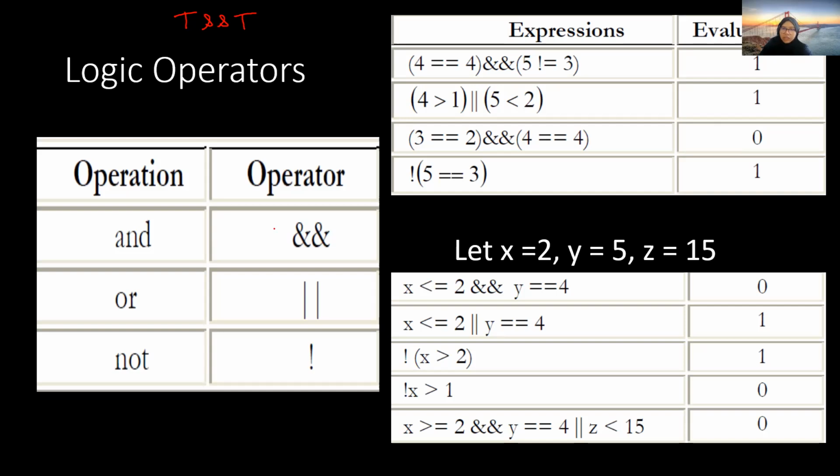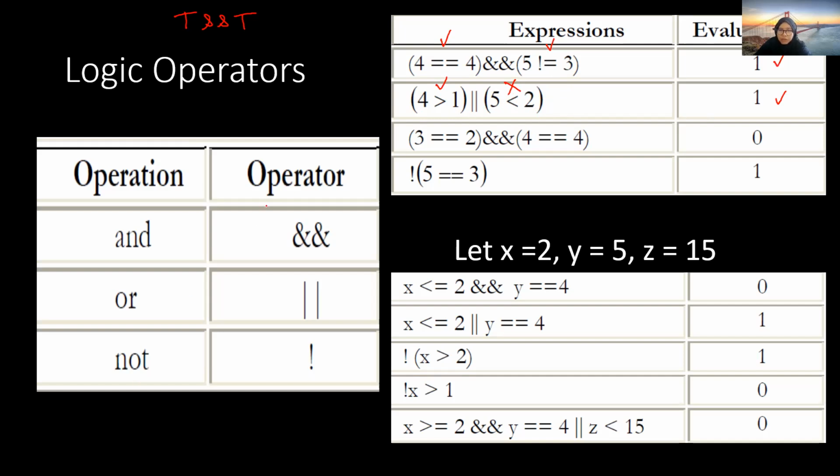Okay, now let's look at this one. 4 equals to 4, yes, this is true. 5 is not equals to 3, yes, this is true. So true and true, that's why the value is 1. The value is true. Let's look at this one. 4 is bigger than 1, so that is true. 5 is less than 2, that is false. True or false, it's true.